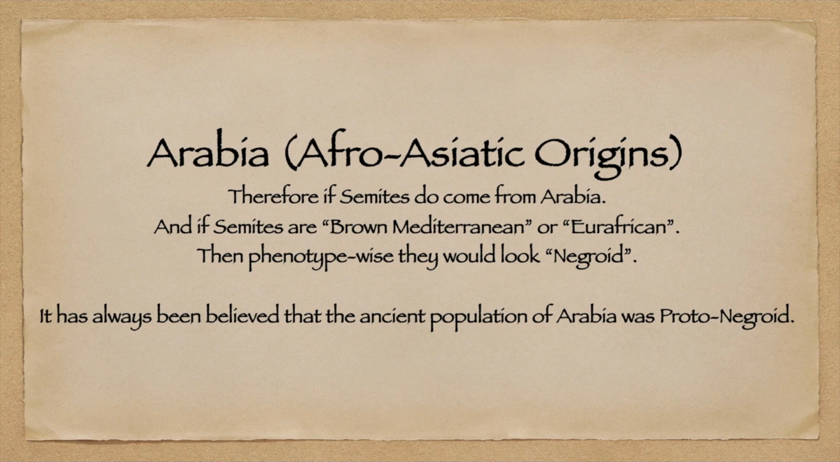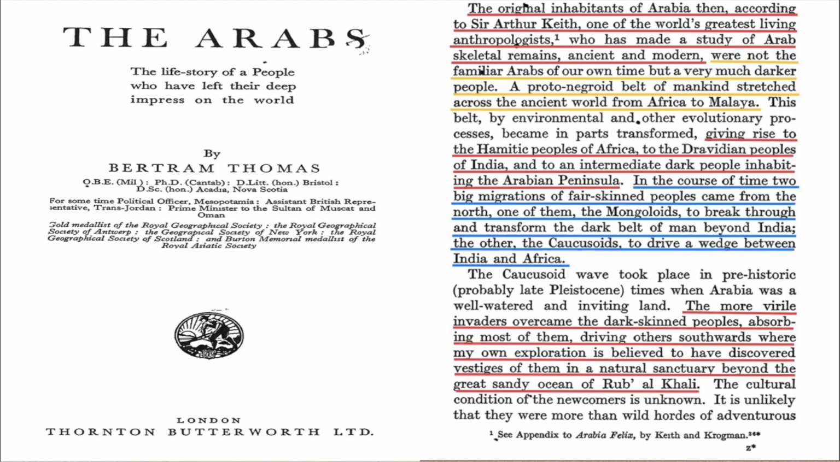So this is basically the ancient population of Arabia. And many people actually do subscribe to this. This is a book called The Arabs by Bertram Thomas. It says the original inhabitants of Arabia, then, according to Sir Arthur Keith, one of the world's greatest living anthropologists, who has made a study of the Arab skeletal remains, ancient and modern, were not the familiar Arabs of our own time, but a very much darker people.